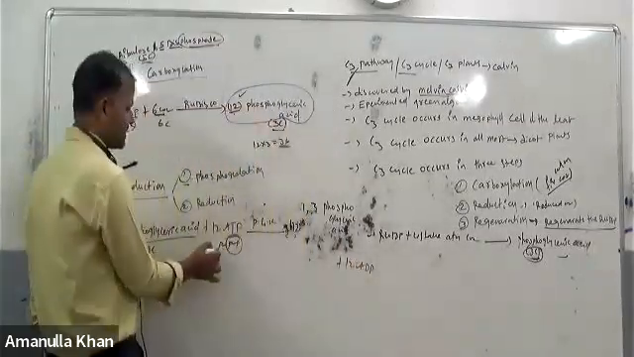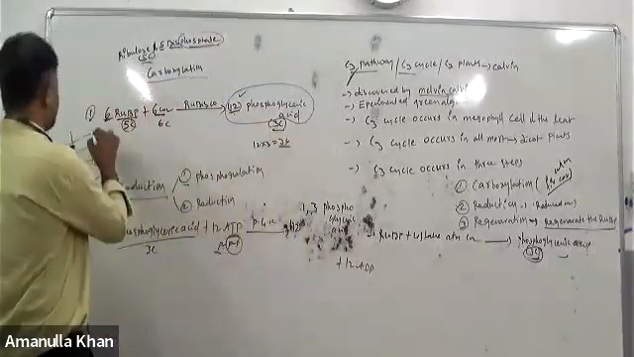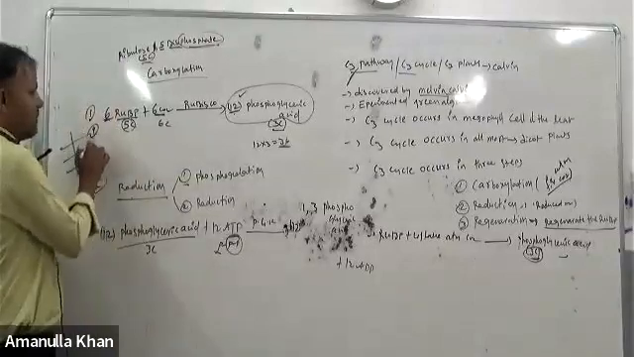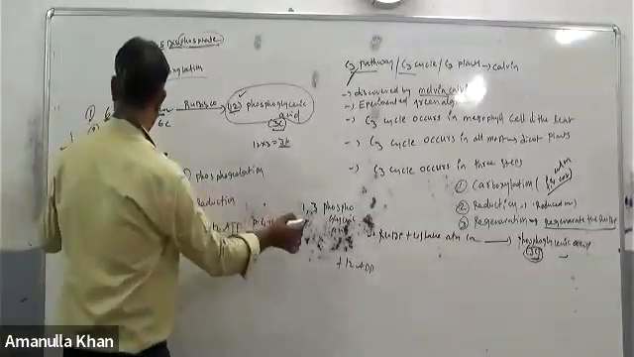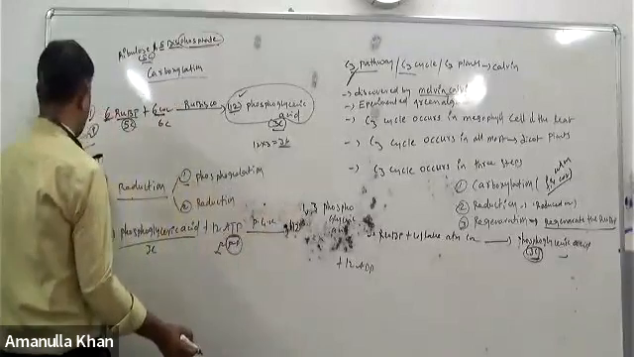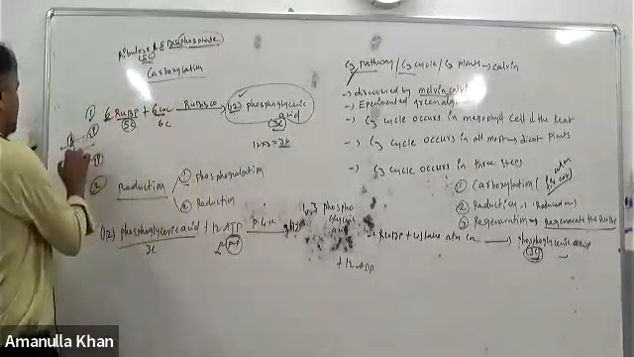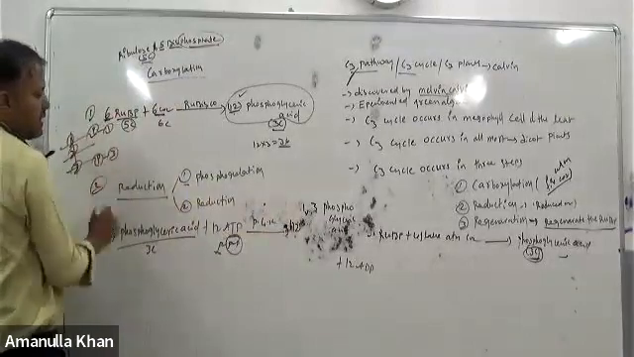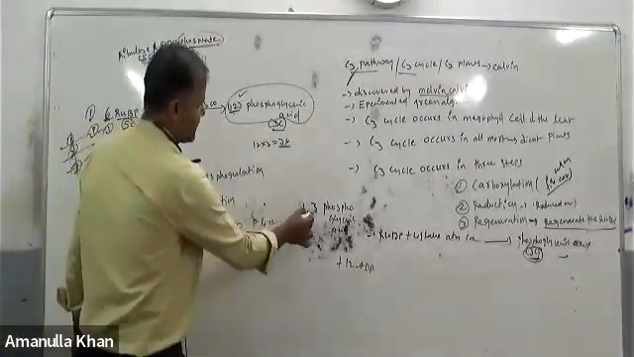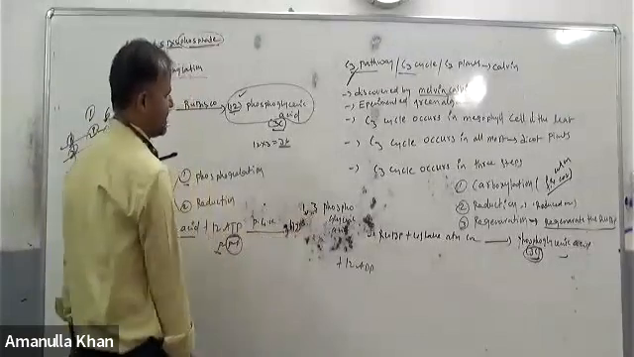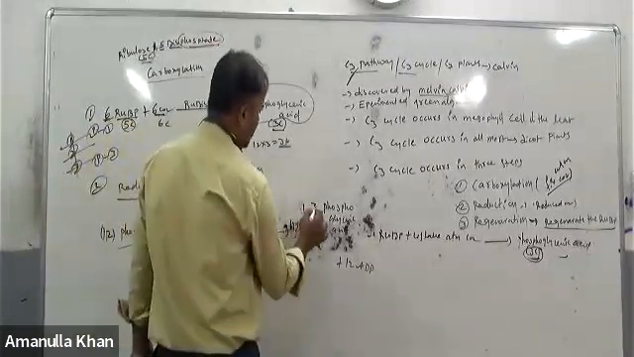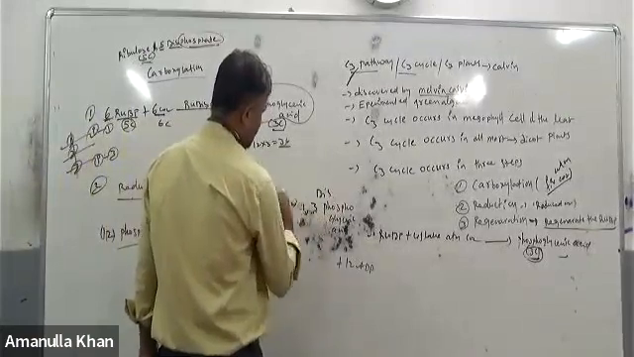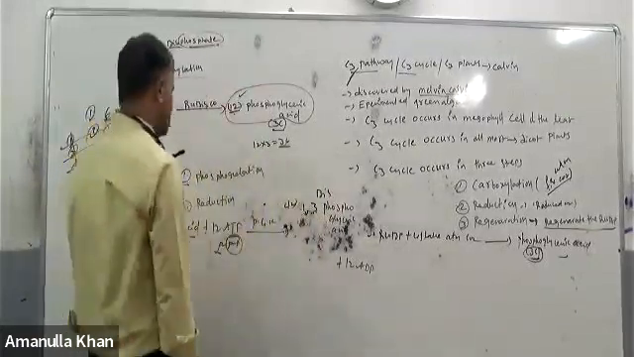So how many phosphates are there? Only 1 phosphate. This phosphate is attached to the first carbon. So first carbon and third carbon. These are the first carbon, these are the third carbon. In the first position and third position I have what? Phosphate. How many phosphates? 2 phosphates. That's why 1,3 bis phosphoglyceric acid is formed.